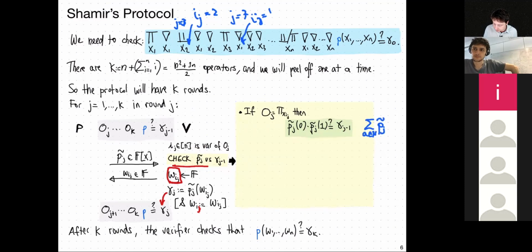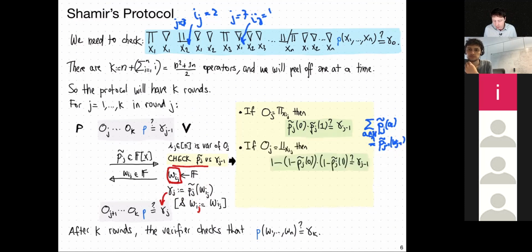something like this. Okay, it's entirely analogous to that, right? We just apply the operator. In that case, it was the sum, okay? And we check it against the previous gamma j minus 1. We didn't give a name to gamma j minus 1, but it was the previous polynomial evaluated at whatever point it was, right? And indeed, you see here that this is what happens for the next round, okay?